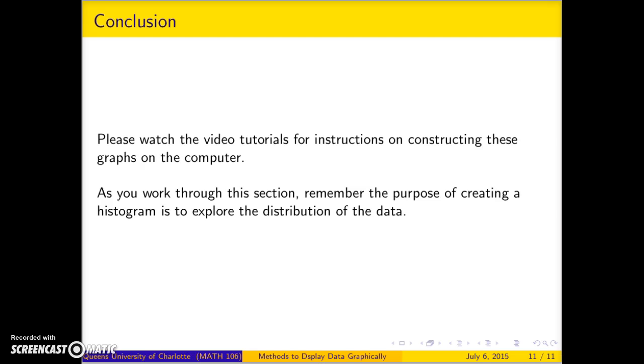Okay, you want to watch the video on how to create these in StatCrunch so you can do these for homework and tests. And again, keep in mind the purpose of why we're creating these histograms, and that is to look at the distributions of the data. So that's it.